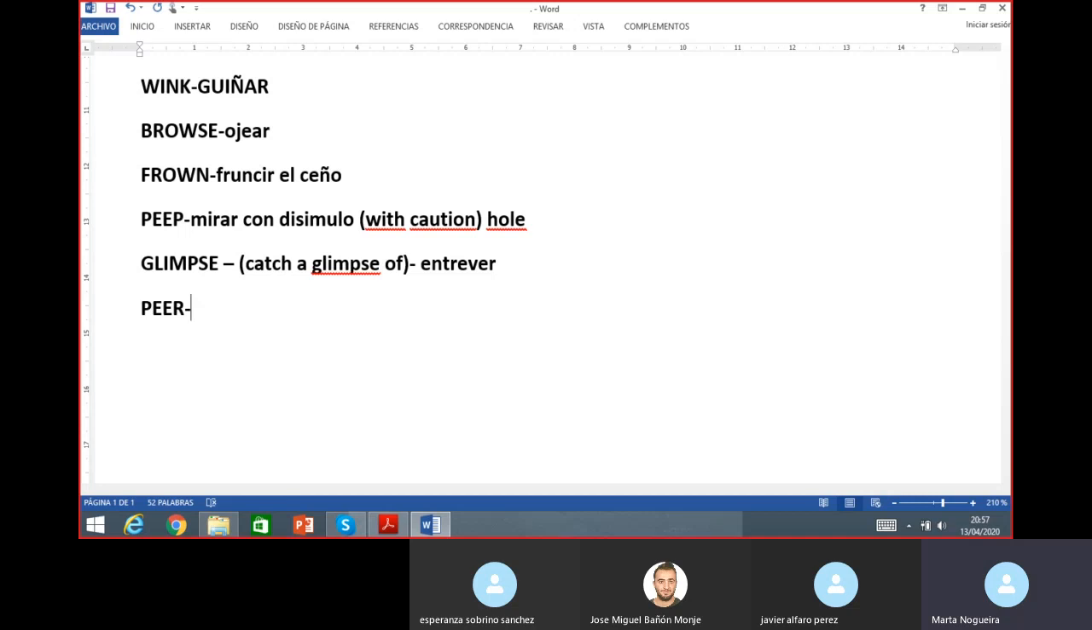Peer. Look very carefully as if not able to see well. Mirar de cerca. O mirar como cuando cerramos los ojos para ver algo en la pizarra que hay escrito, que está lejos, así. Eso es peer. ¿Vale? El truco que tengo para aprenderme que peer es mirar de cerca: peer también es un colega. Entonces me imagino, ah, pues los colegas están cerca. Pues mirar de cerca.